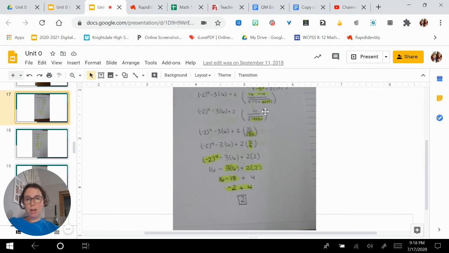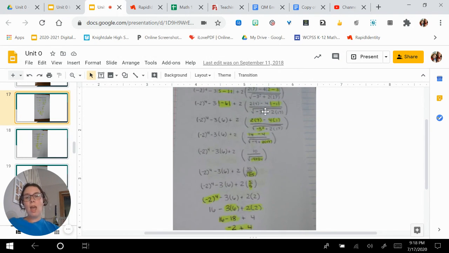It's a very long problem. I will not be giving you guys one this long, but I wanted you to see how order of operations works so you can go cover all of them at one time, okay?